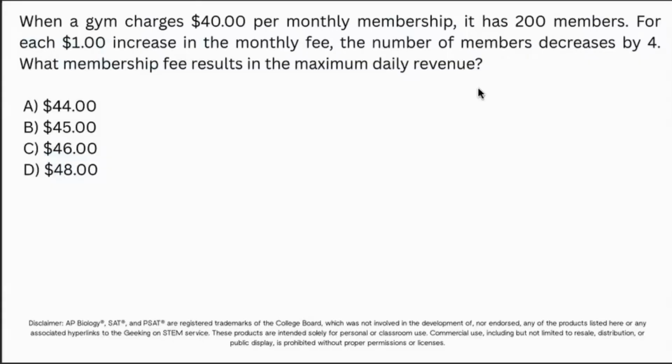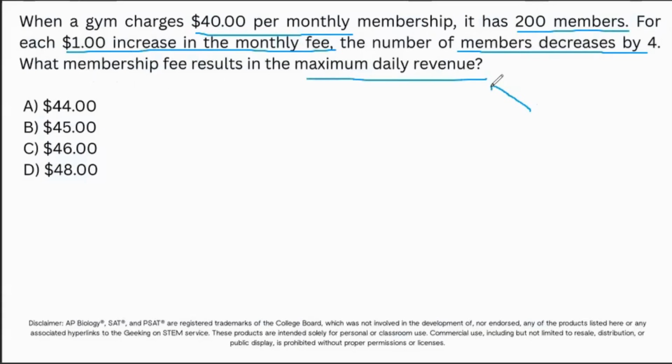Let's try to tackle this problem together. First, they tell you about a gym membership, and they let you know that the gym membership costs $40 per month, and it has a total of 200 members. For each $1 increase in the monthly fee, the number of members decreases by 4. They want to attain the maximum revenue.